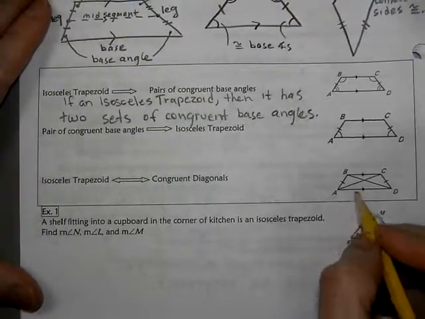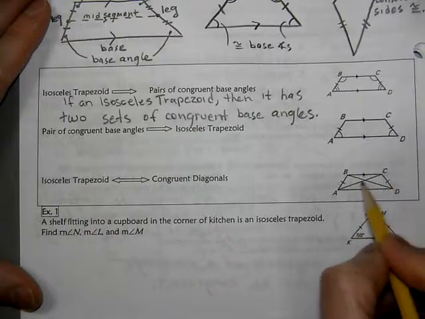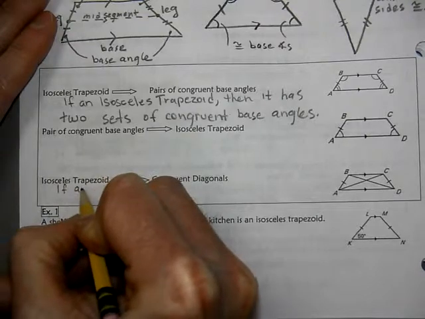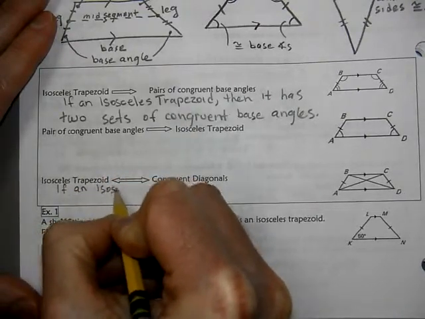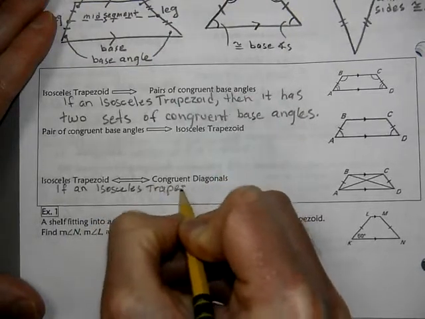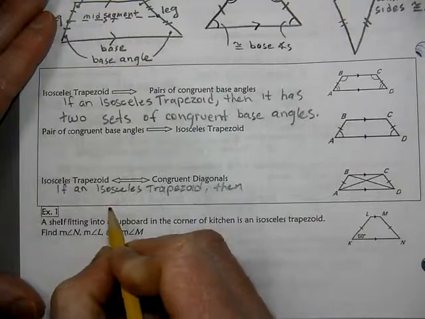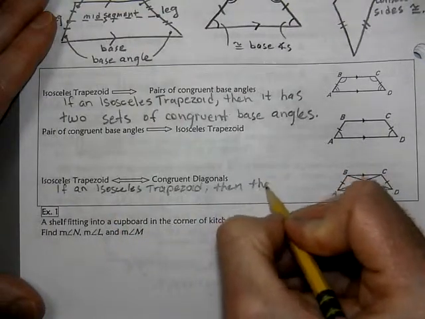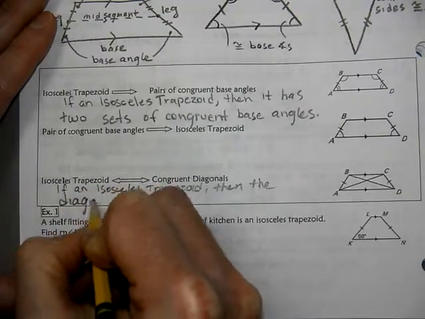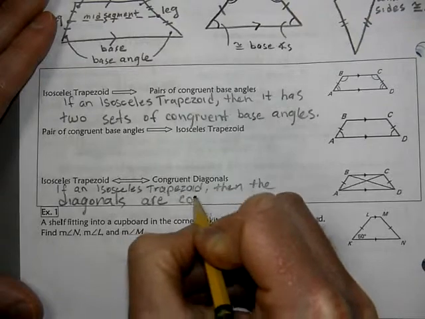Another property that we can talk about is that if you have an isosceles trapezoid, then the diagonals have to be the same length. If you have an isosceles trapezoid, then the diagonals are congruent.